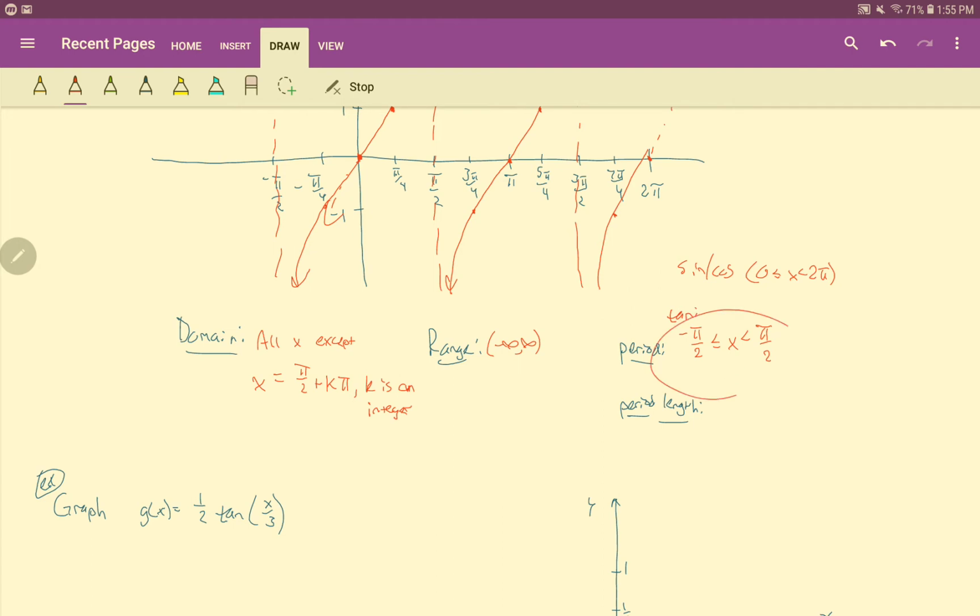Also, the period length: what's the distance between -pi over 2 and pi over 2? It's a total of pi units in length. Whereas for a normal sine or cosine wave the length is 2 pi, tangent repeats itself every pi.